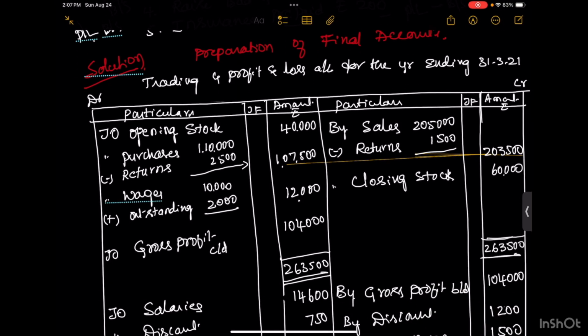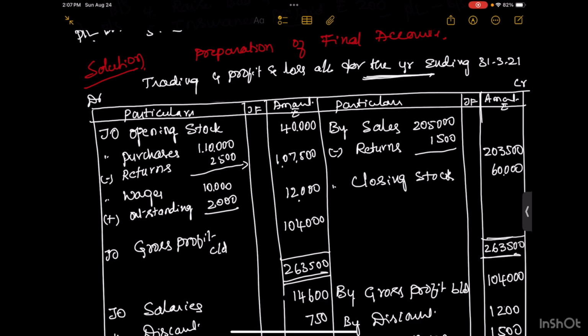Okay, now we are in the part of the final accounts. First, we are preparing the trading and profit and loss account for the year ending. That means we are going to make a record of the transactions or the monetary activities that have happened only during that particular period. So we are writing here for the year ending 31st March 2021.